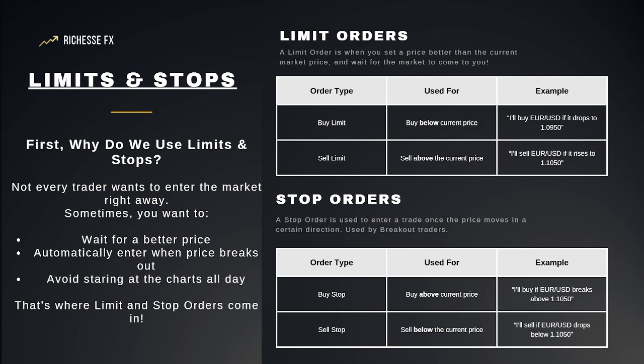So why do we use limits and stops? Not every trader wants to enter the market right away. Sometimes you want to wait for a better price, automatically enter when price breaks out, and avoid staring at the chart all day. That is the exact reason why I trade limits, because I want to wait for a better price. Two, I don't want to be staring at the charts for hours before taking my trade. Plus, it can automatically do it for me. If I've got it all set up in the morning, and it hits the limit in about an hour's time, that'll be perfectly fine. That's where limit and stop orders come in.